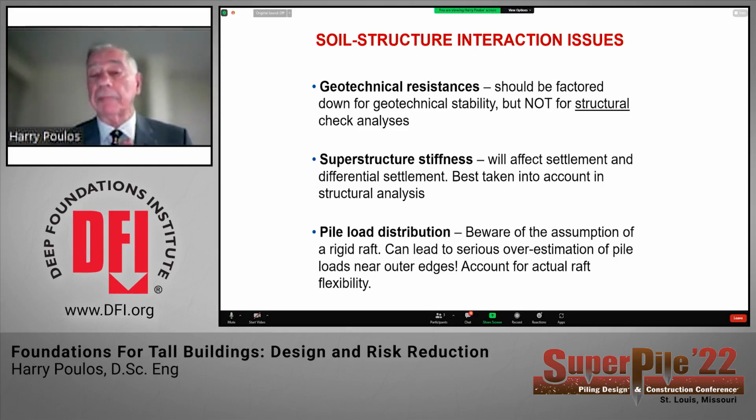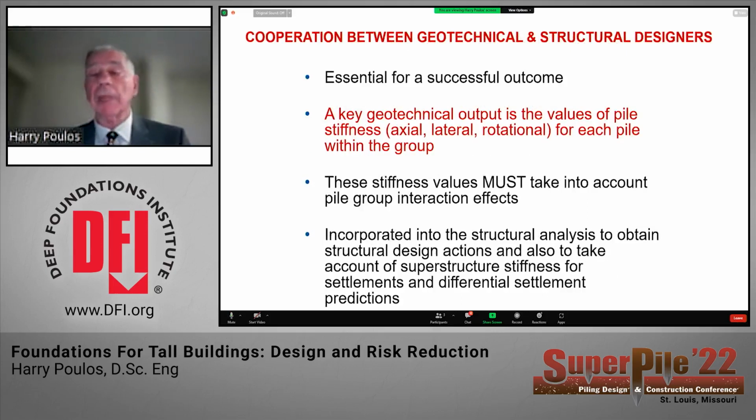And just a note about the pile load distribution, I've just got a warning here that some programs that we may use have an assumption that the raft itself or the mat is rigid. And for a very large building, such as we have with tall towers, that can lead to serious overestimation of the pile loads near outer edges. And so we really do need to account for the actual raft flexibility.